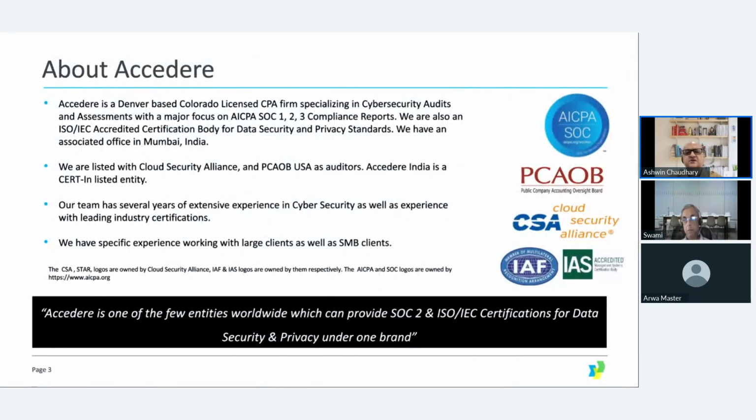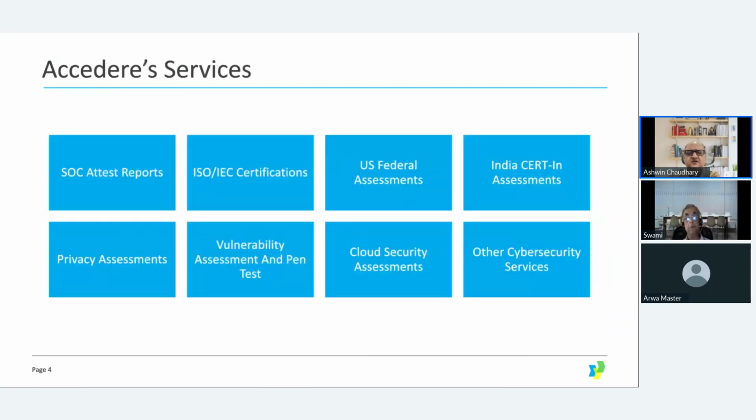Starting with the introduction, we are a CPA firm based out of Denver, Colorado, with an office in Mumbai, India, where we do global delivery of the audit projects. We are listed with PCAOB. We are one of only 15 companies listed with Cloud Security Alliance. We also have a certification body under IAS of USA, and we are one of the few entities who can give both SOC 2 and ISO under one single brand. These are some of the services that we provide.